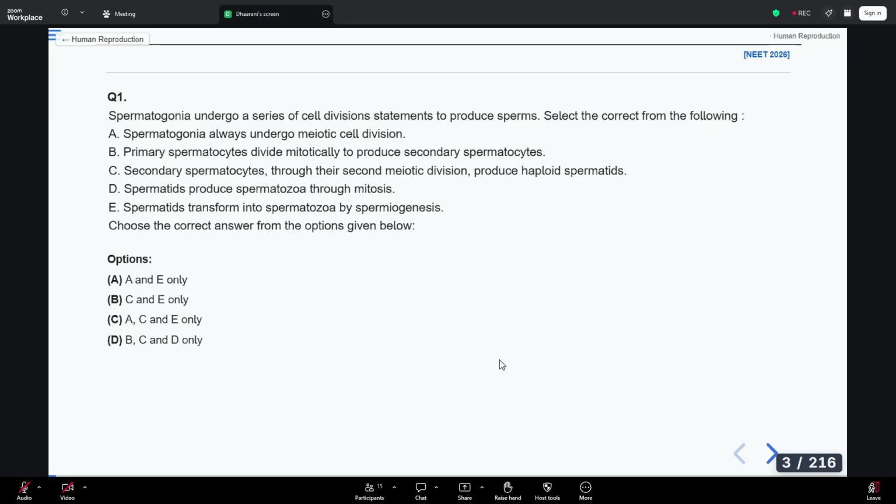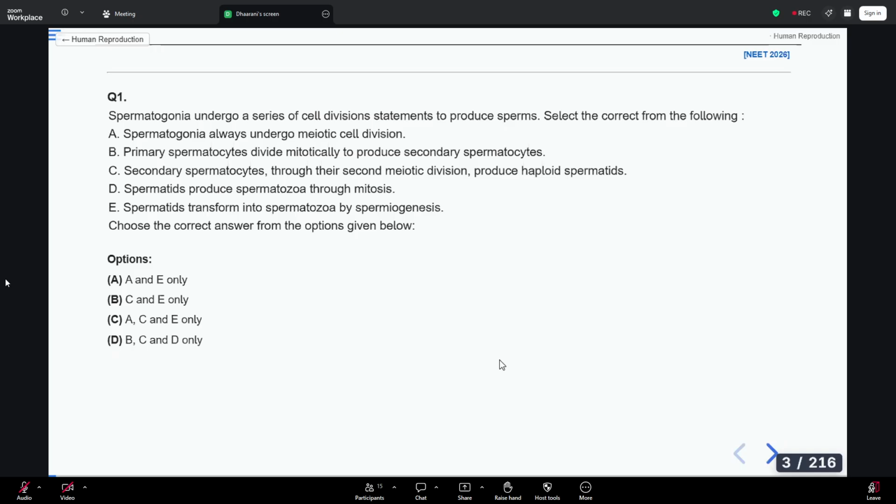Spermatids divide to produce haploid spermatids. Spermatids produce spermatozoa through mitosis. Spermatids transform into spermatozoa by spermiogenesis. So you have to choose the correct answer from the above. Okay, someone is thinking. Badri is thinking it's option B. Option B is correct. Okay, what is option B? Primary spermatocytes divide mitotically to produce secondary spermatocytes, and spermatids transform into spermatozoa by spermiogenesis.